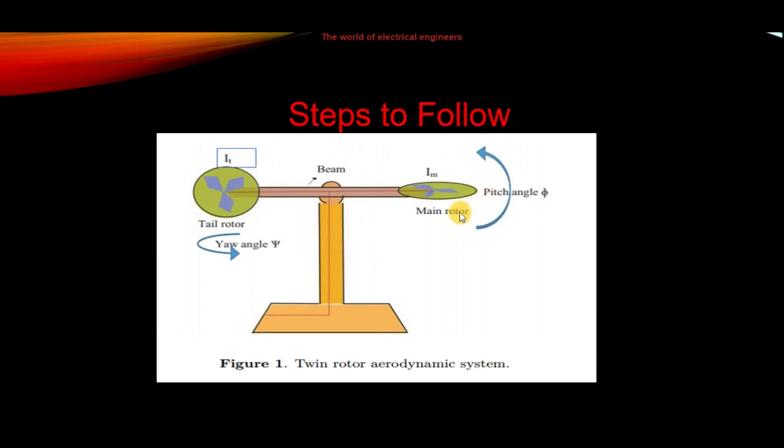The vertical displacement and motion of this beam is dependent on the motion of the main rotor. Whereas the horizontal displacement or motion of this beam is dependent on the motion and the speed of the tail rotor.